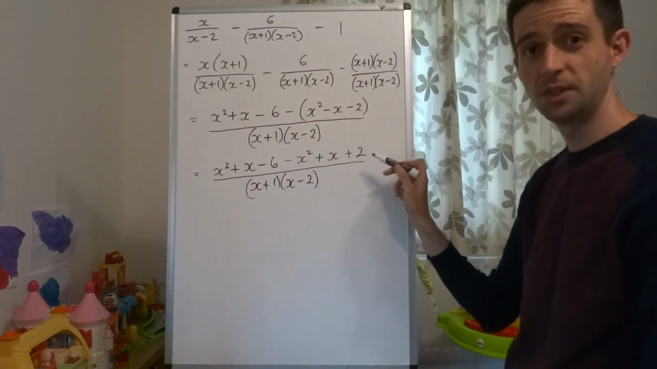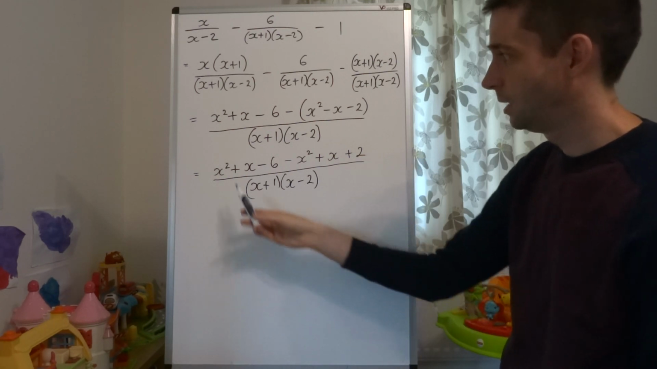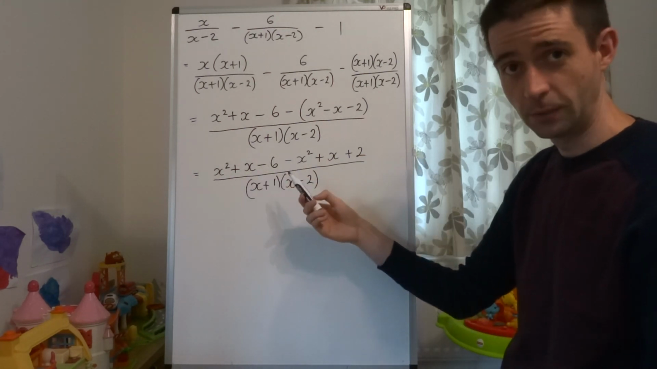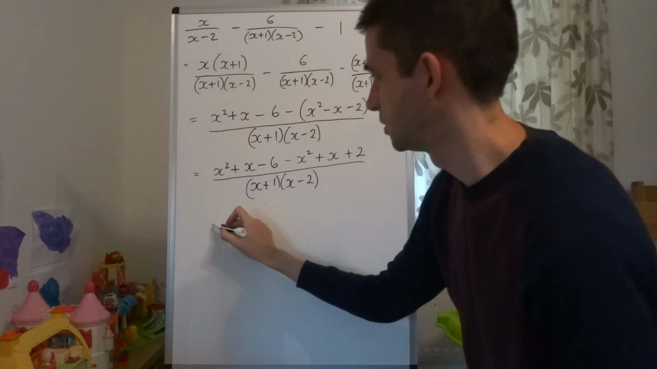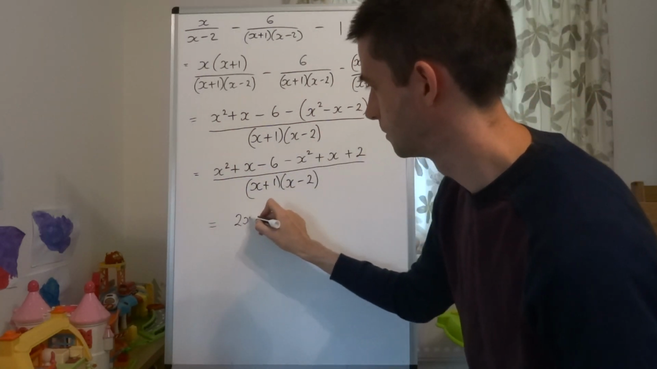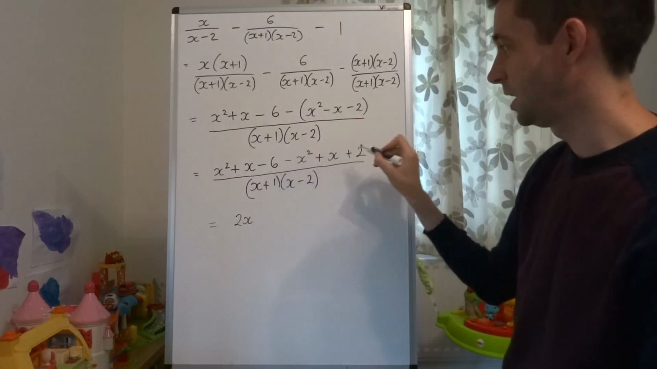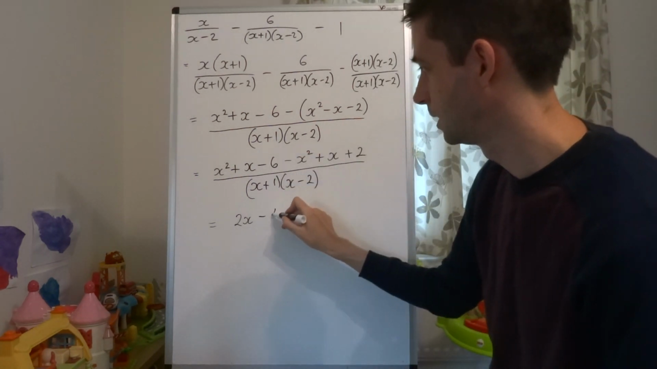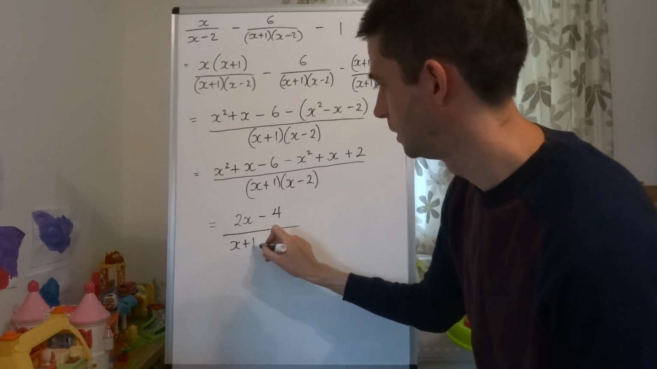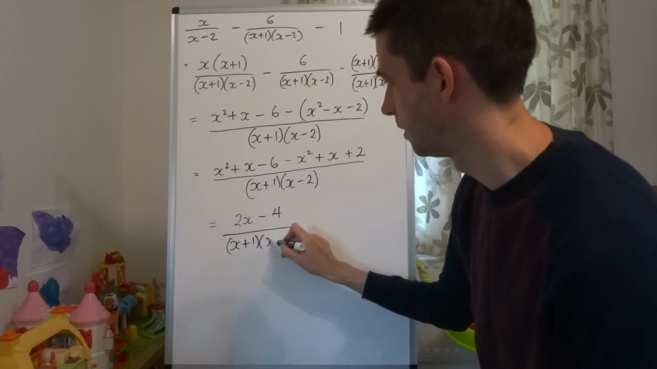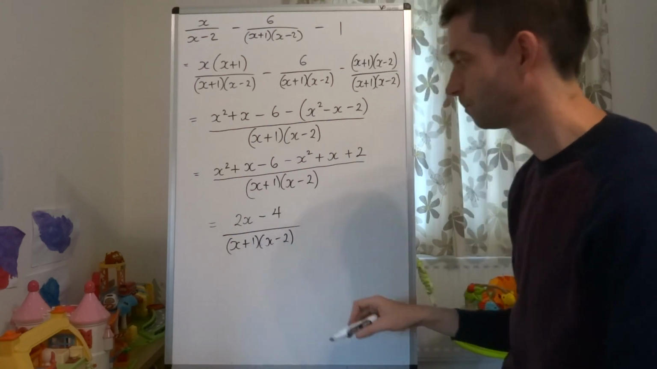And what we can now do is simplify that numerator. Now x squared minus x squared is 0, so there's no x squared term. x plus x, so that's 2x. Negative 6 add 2 is negative 4. So I have 2x minus 4 over (x plus 1) times (x minus 2).